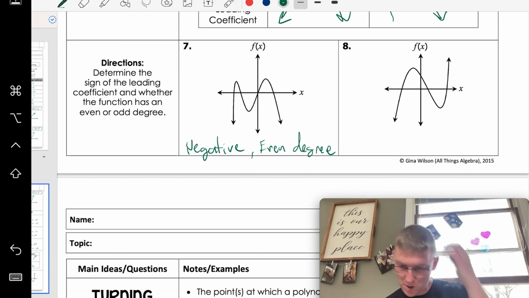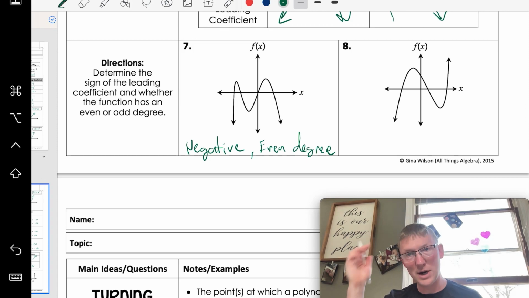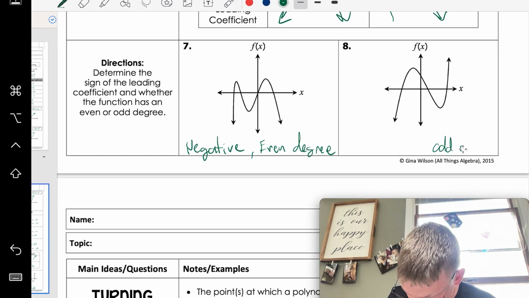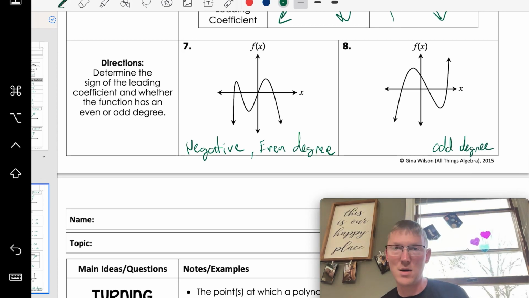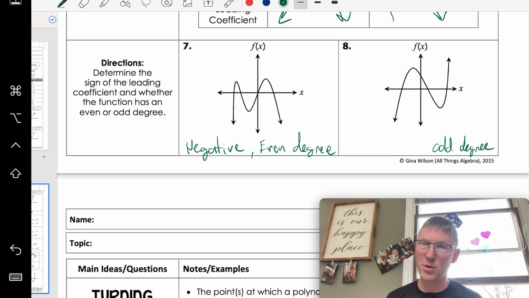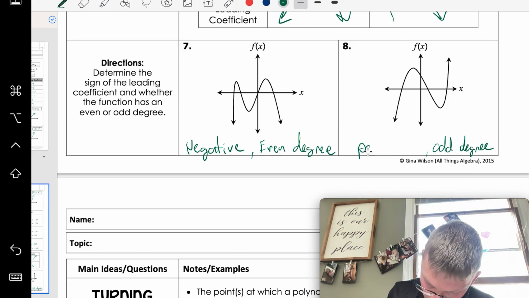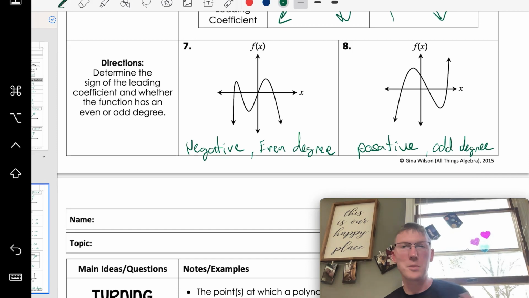If we move on to number 8, we can do the same thing. Because the arrows are going opposite directions, I know it is an odd degree polynomial. Based on our pattern, the left one's going down and the right one's going up, which is the normal or positive case. These are characteristics we can look at that tell us a little more about the graphs we're working with.